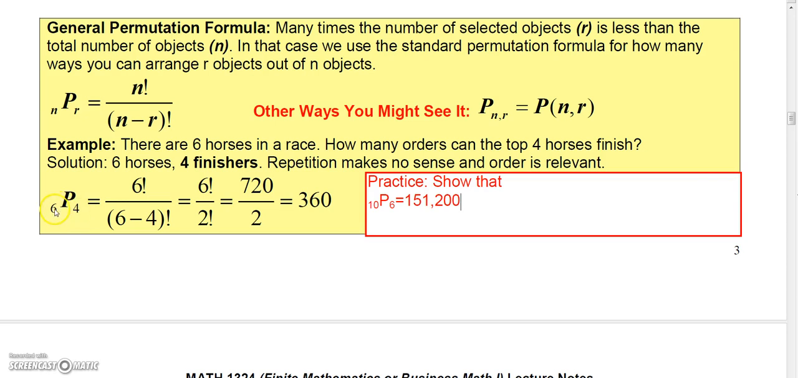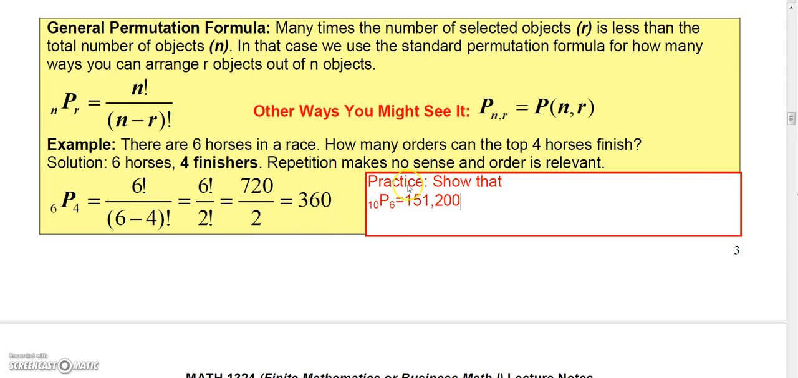So in that case we would have 6 factorial in the numerator and then (6 minus 4) factorial in the denominator. So that would give me 6 factorial over 2 factorial. 6 factorial is 720. 2 factorial is 2. 720 divided by 2 is 360.